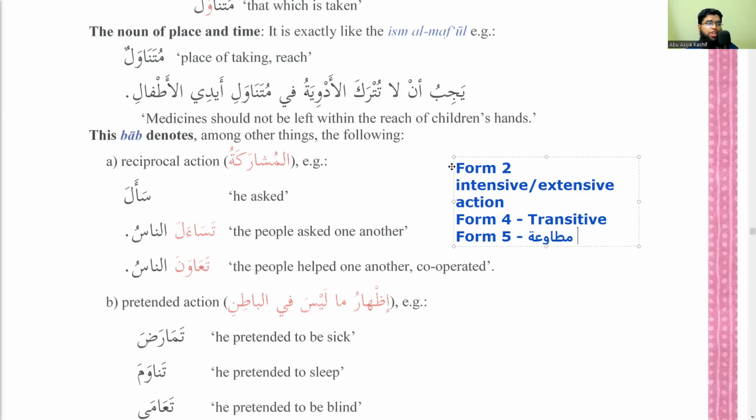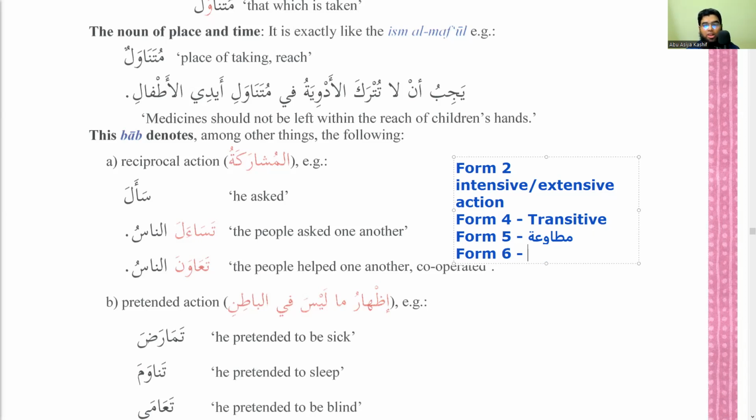That means we ascribe the action to the object, to the maf'ulun bihi, like the glass broke. That's called mutawa. The door opened, right? Form 7 is also used for that. Form 5 is used for mutawa. Now, what is form 6 used for?